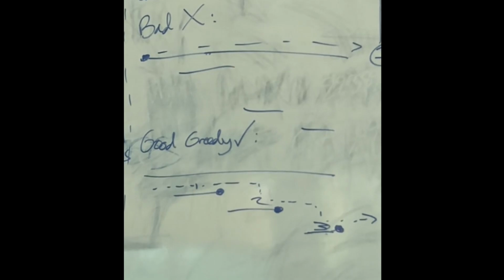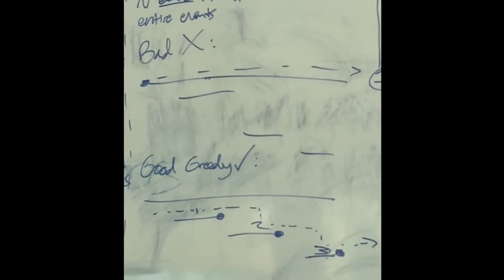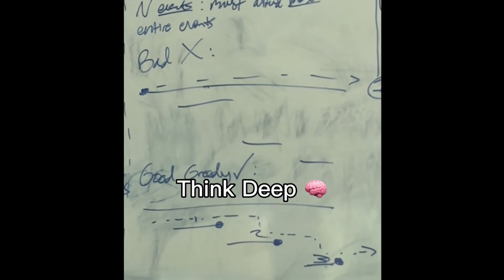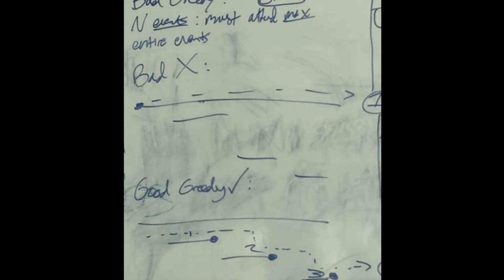Welcome back. So, example 2 talks about bad greedy, which means that you think about the decision-making process and it's kind of counterintuitive. So you need to really think deep and see if it works for every test case, right?